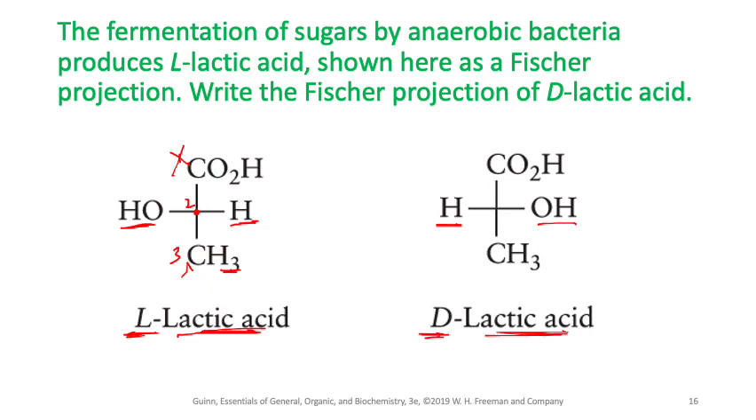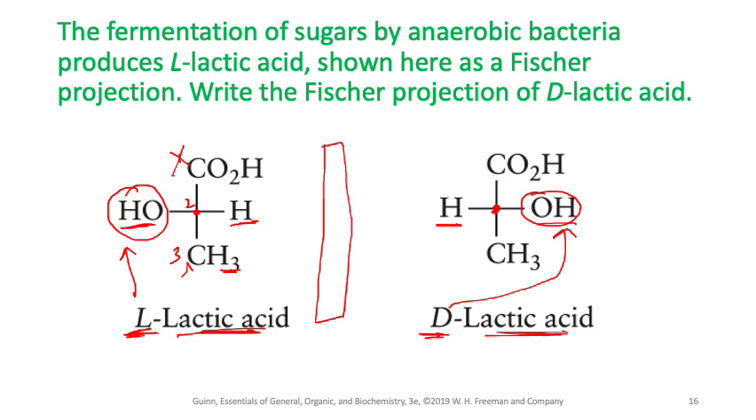So you have to look for the hydroxyl group, OH group, that is present on the chiral center. If that OH group is present on the left hand side, then the form is L form. If the OH on the chiral center is present on the right hand side, then this is a D form. So you can easily name the molecule either as D or L. So let's take an example.